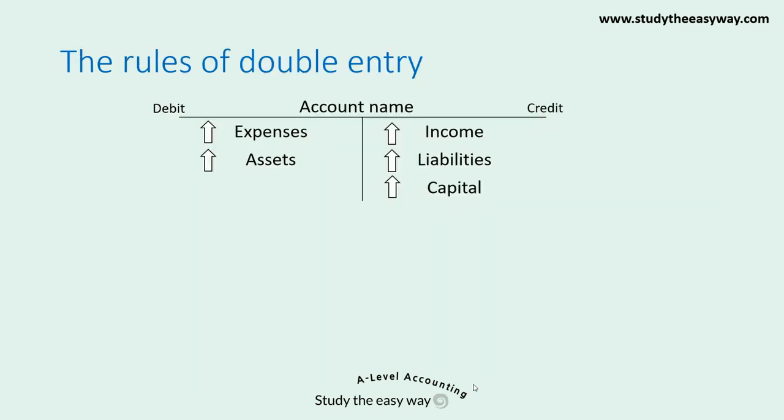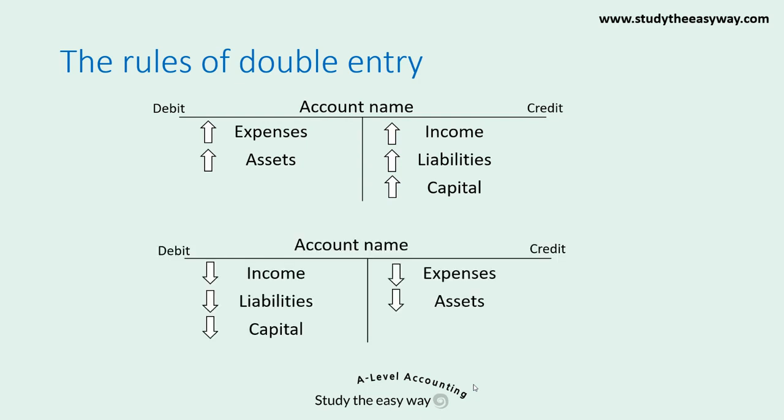Let's go back now to the rules of double entry, which we talked about earlier in the video. Increases in each of the 5 categories are shown in the diagram here. Decreases are shown in the diagram at the bottom of the page. Notice that they have switched sides.